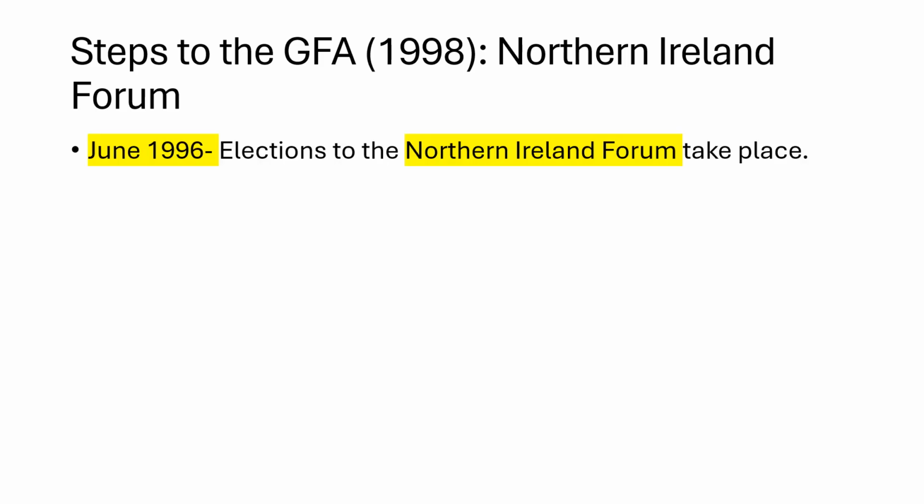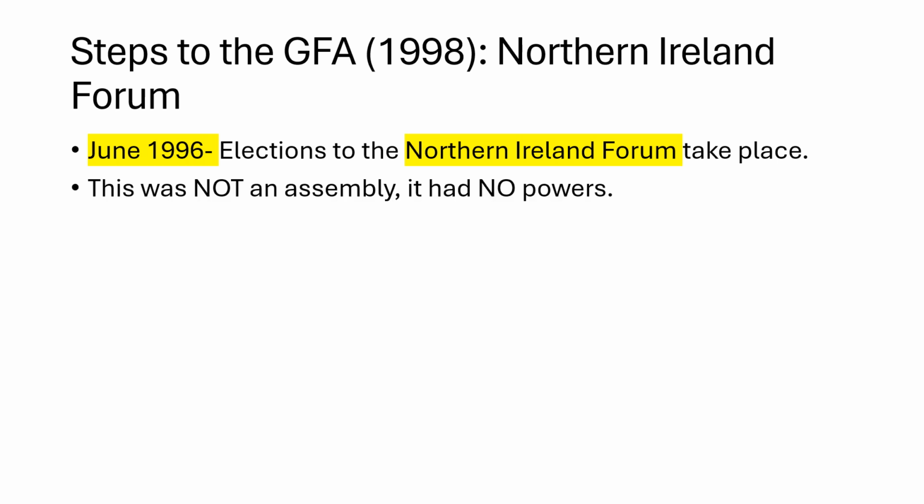In the case of the Northern Ireland Forum, it was a sort of body. It wasn't an assembly, I'll come to that in a second, but it was essentially a place where politicians really could go and discuss the peace process. So in June 1996, elections were held to the new Northern Ireland Forum. This, as I said, was not an assembly.